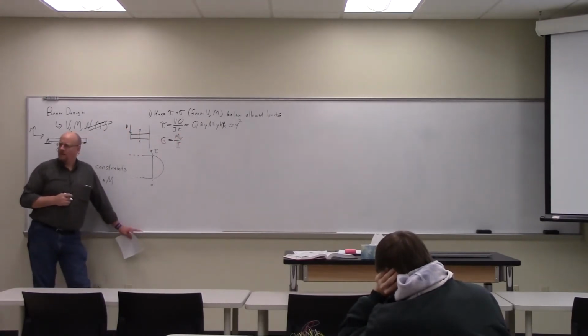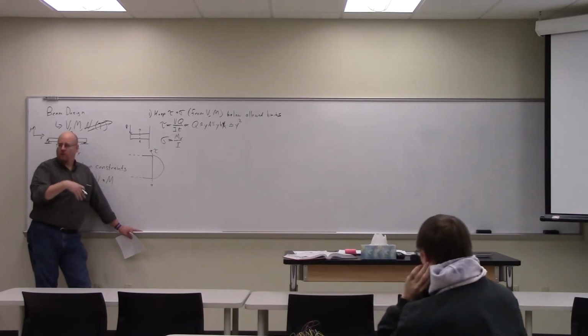It's M times Y over I, not M sub sigma Y. It doesn't equal P over A as well. That's a different sigma. The normal sigma would be equal to N over A if we were doing normal stress. But do you remember this one? So there, M is applied.